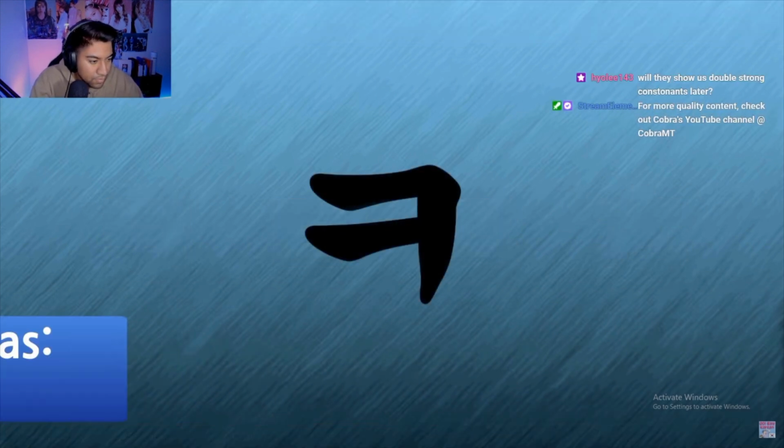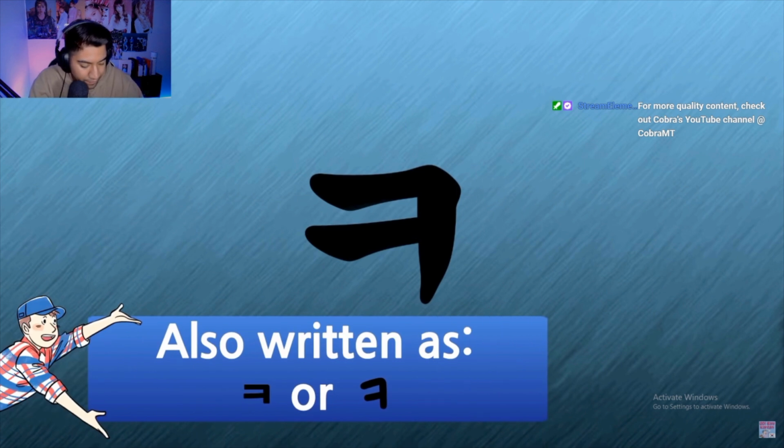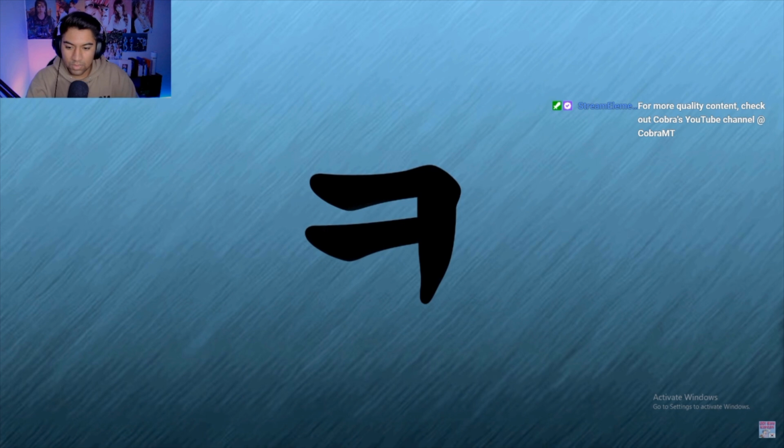Let's take a look at the first one. Here's how to draw it. First, draw a single horizontal line from the left to the right, which curves down vertically. Then draw a second horizontal line that touches the middle of the vertical part of the first line.